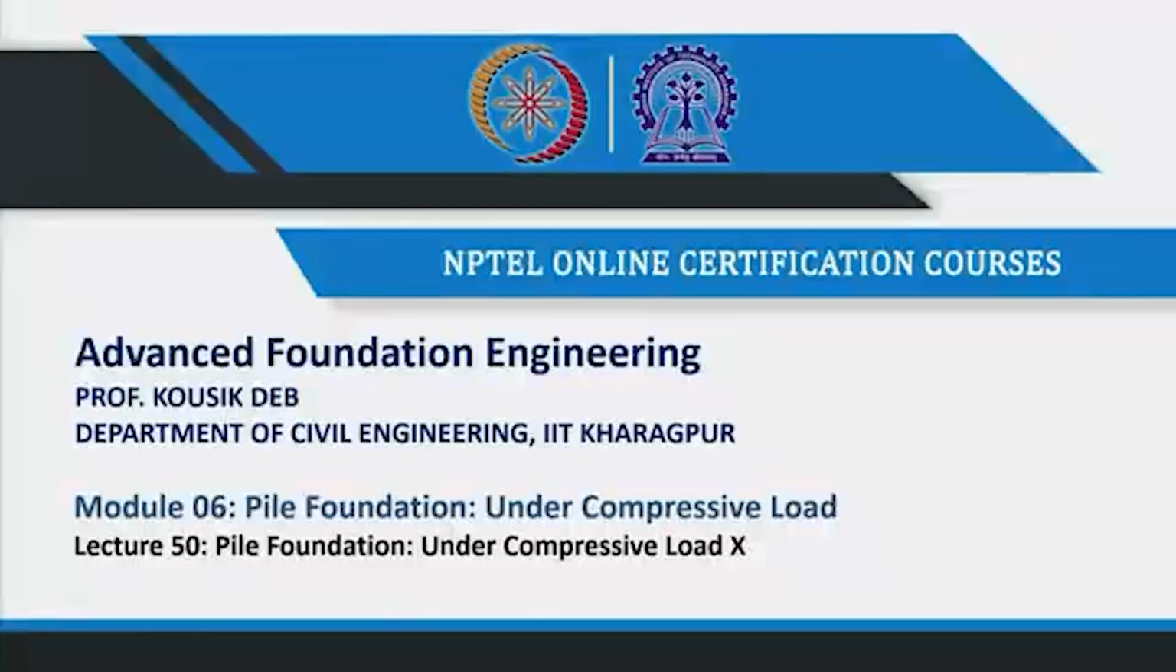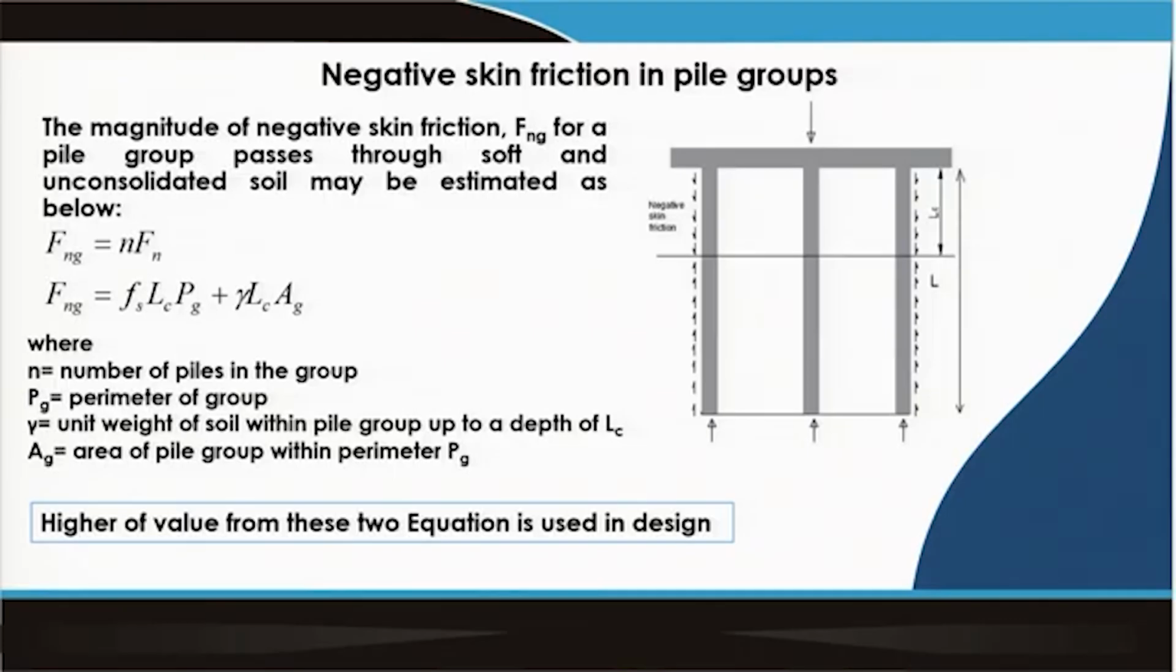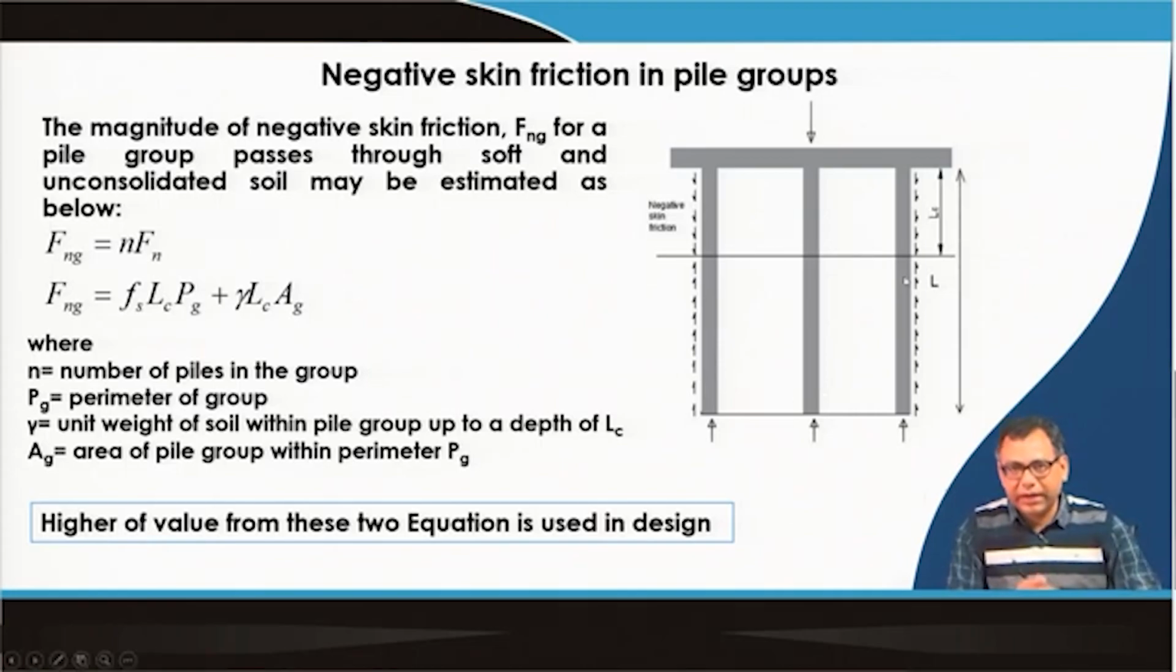So, last class I discussed the negative skin friction for a single pile. Before I start the example problem, I should discuss the negative skin friction for a group pile. The negative skin friction cases are the same as I discussed for the single pile. The only difference is how we determine the negative skin friction for the group pile.